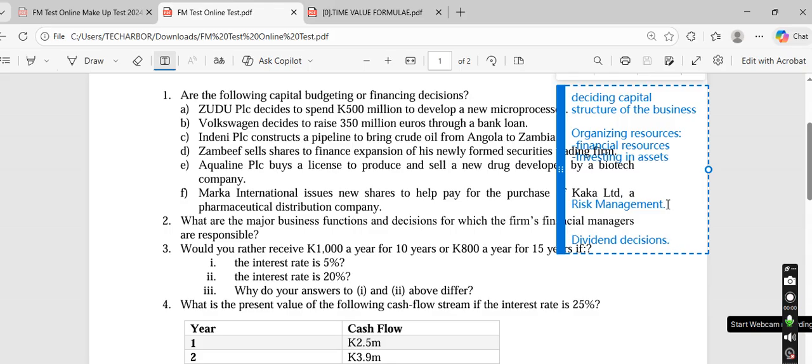Okay, dividend decisions. Remember, as a company, it's not good to not pay your shareholders. I believe all of us, if we get shares in a company, will be expecting at least dividends every year.